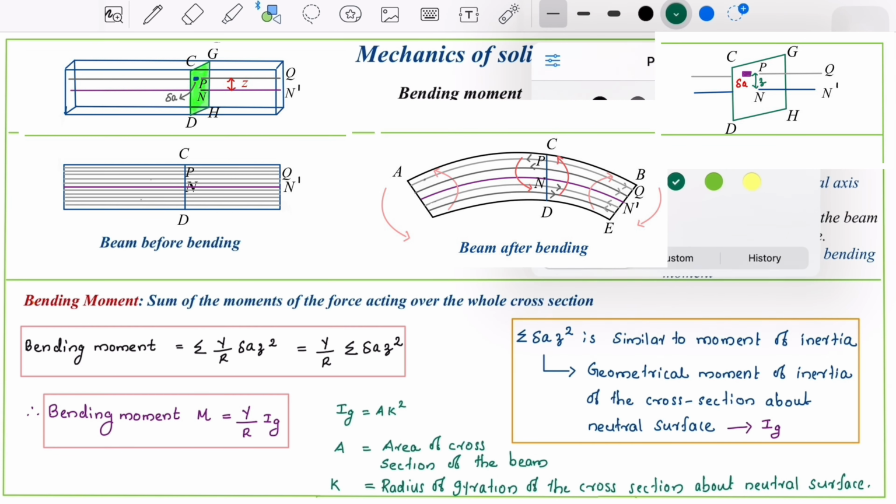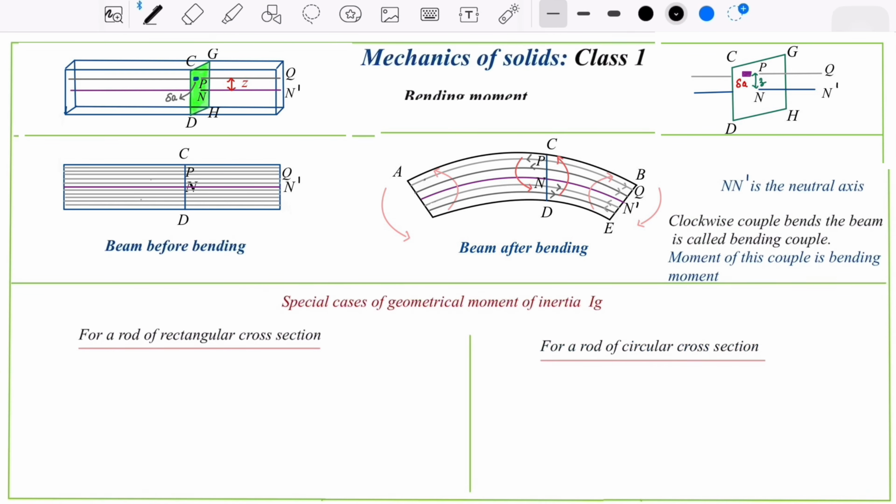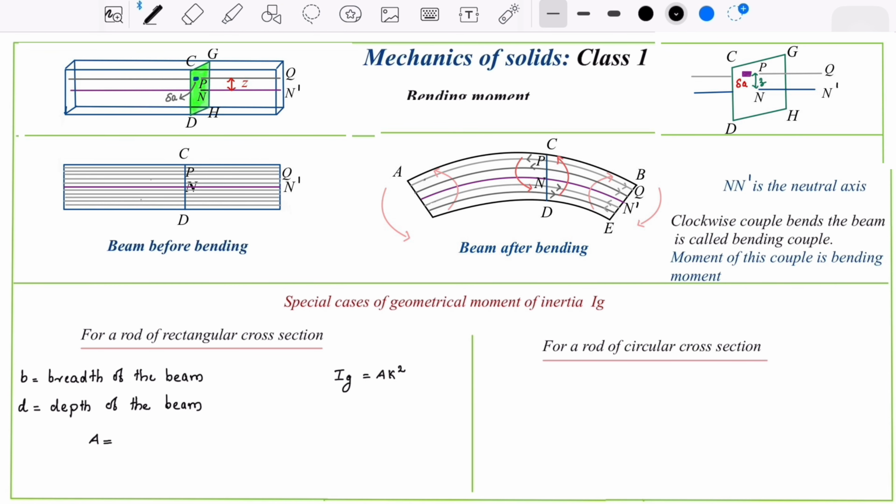The bending moment M is Y by R Ig. Ig is the geometric moment of inertia, that is equal to AK square. Now let us consider the special case of geometric moment of inertia Ig. Consider a rod of rectangular cross section. Let B be the breadth of the beam and D the depth of the beam. What is the geometric moment of inertia Ig? Ig is equal to AK square, where A is the area of cross section. If B is the breadth of the beam and D is the depth of the beam, the area of cross section is BD.